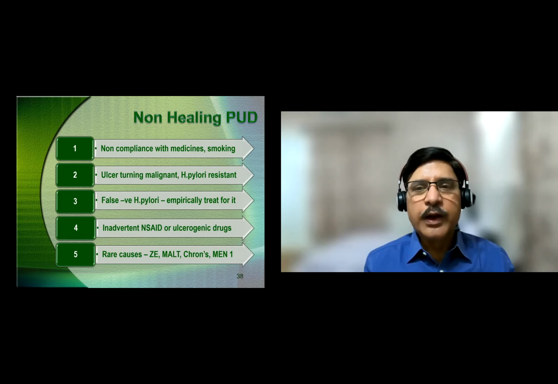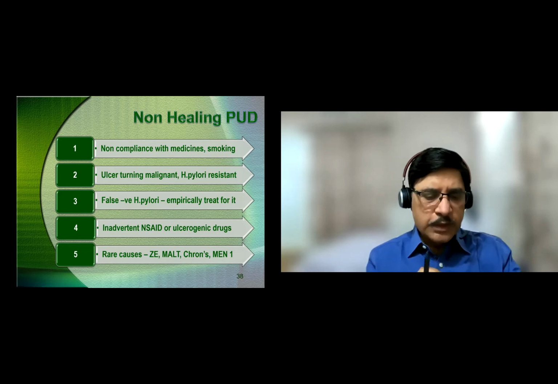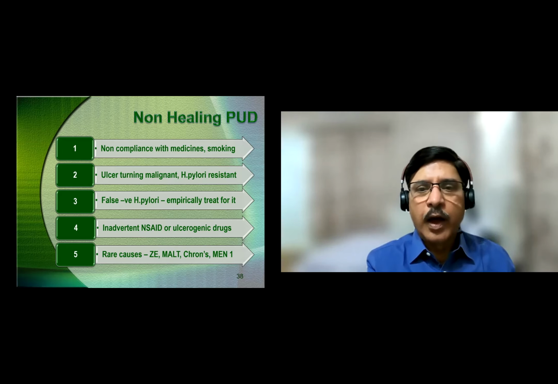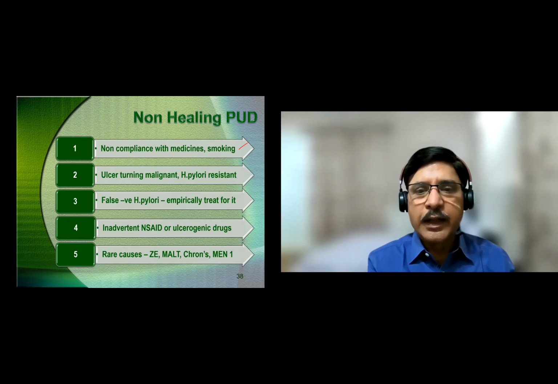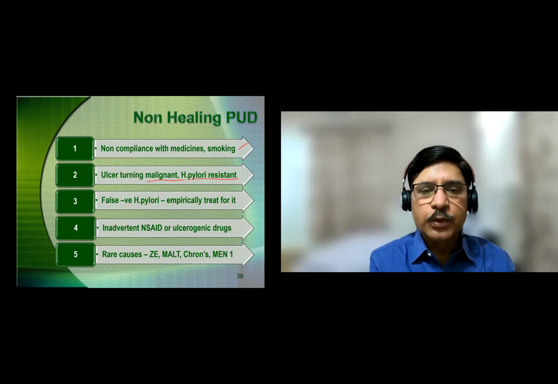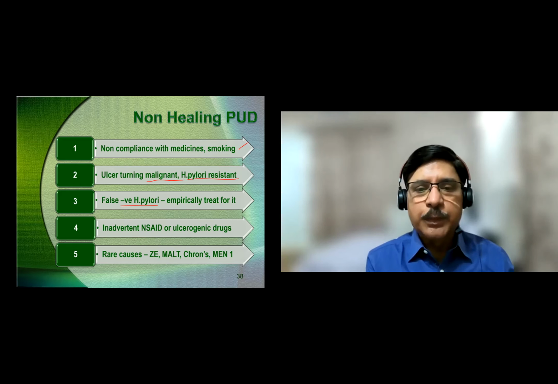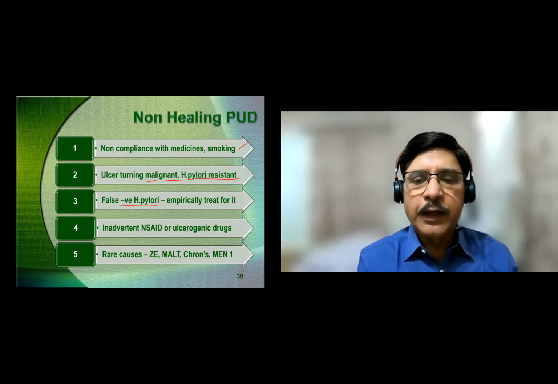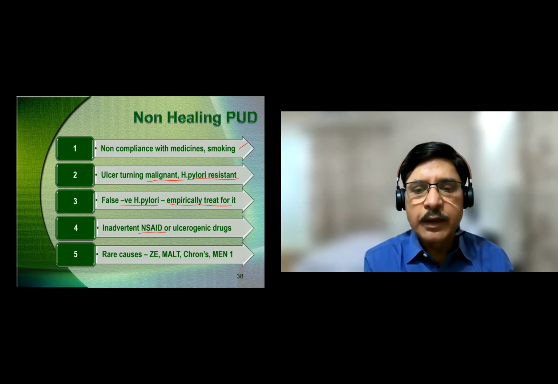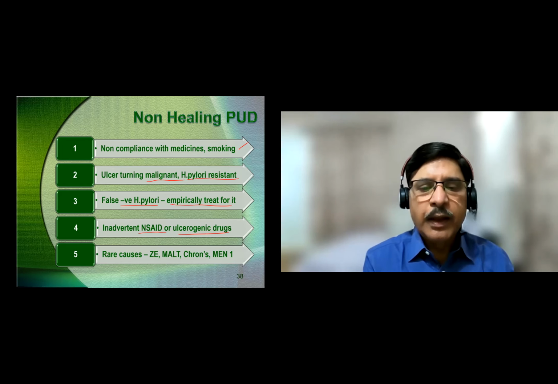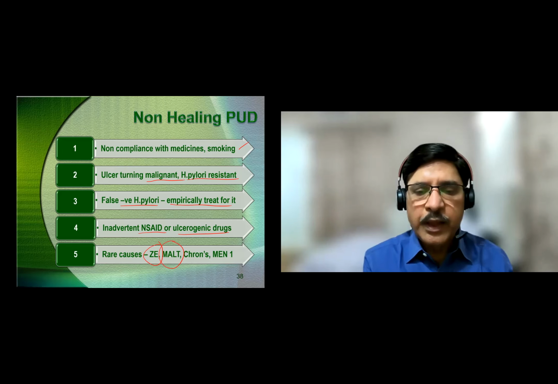For a non-healing peptic ulcer, you have to consider the following things. One, non-compliance: the patient has not taken the medicine or is smoking. Ulcer turning malignant, so it's not healed. H. pylori is resistant to the drugs you use, or it was a false negative H. pylori result, so then you empirically treat the patient for H. pylori. Inadvertent NSAIDs or ulcerogenic drugs are being used. Rare causes: Zollinger-Ellison syndrome, MALT.